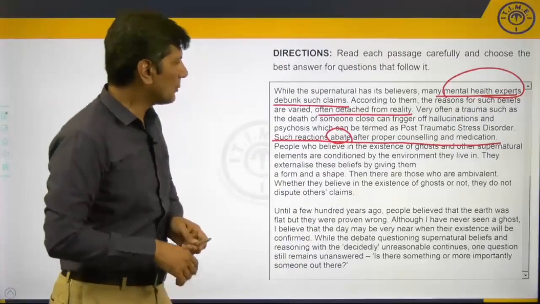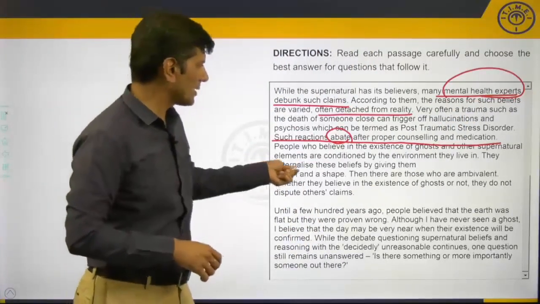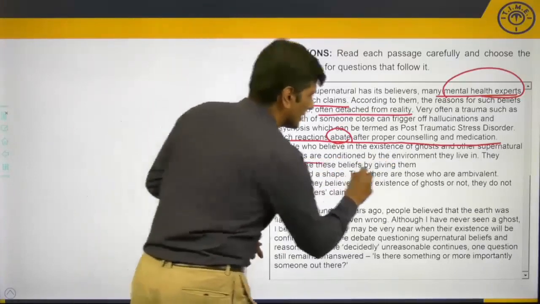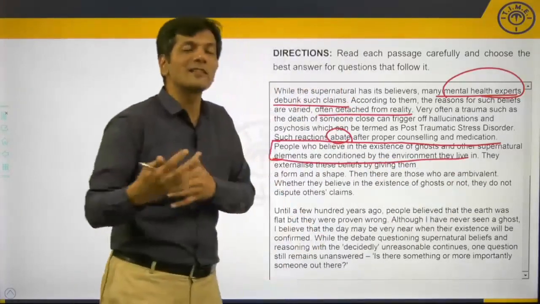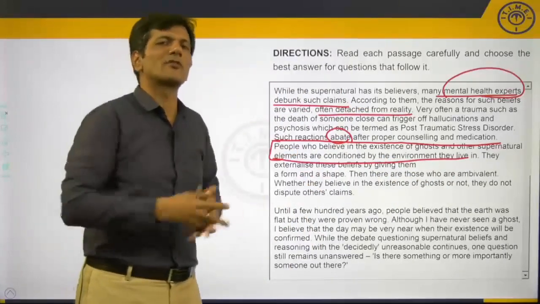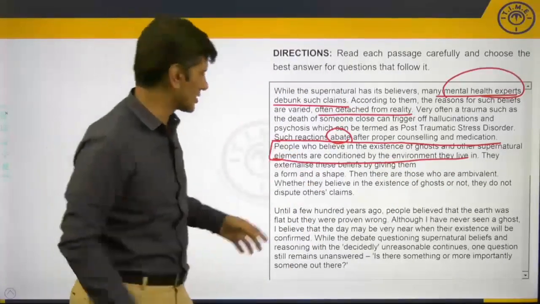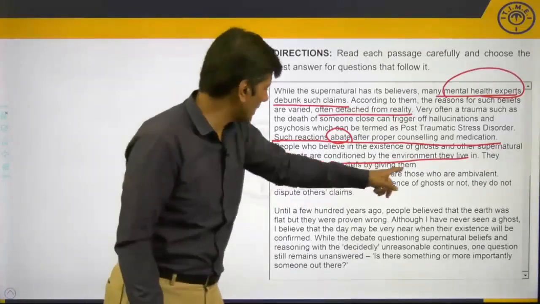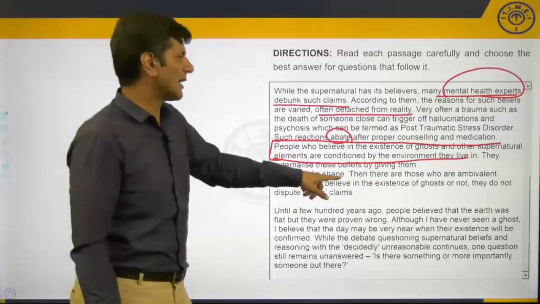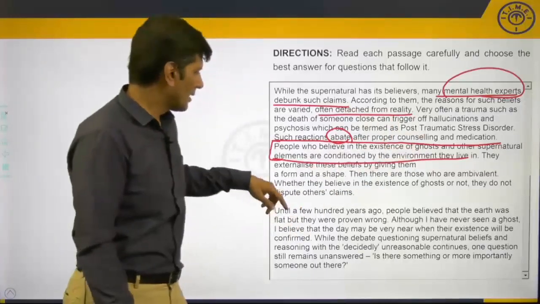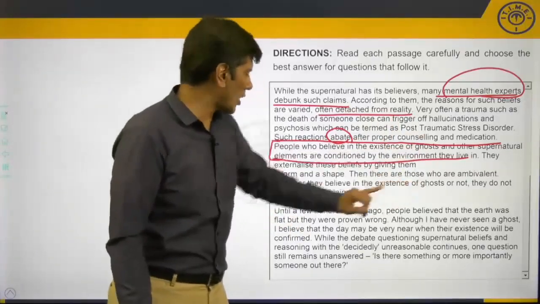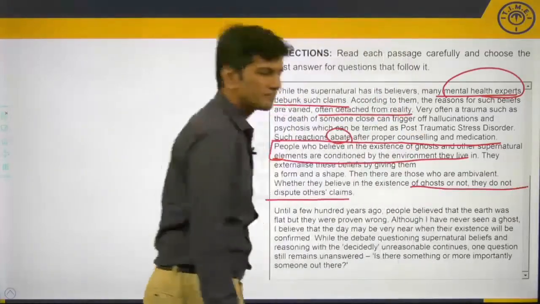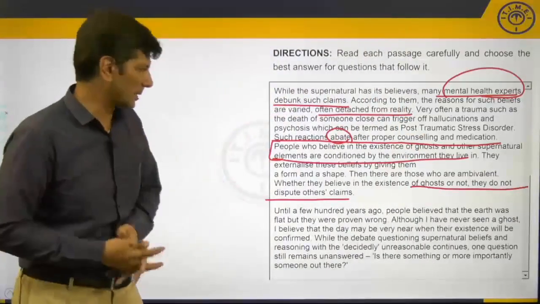Then, people who believe in the existence of ghosts and other supernatural elements are conditioned by the environment they live in. So this is one key point. What could be a reason why people believe in supernatural presence? It's the environment that conditions them. They externalize these beliefs. How does this happen? They externalize these beliefs by giving them a form and a shape. And then there are those who are ambivalent. Whether they believe in the existence of ghosts or not, they do not dispute others' claims. So two different kinds of people.